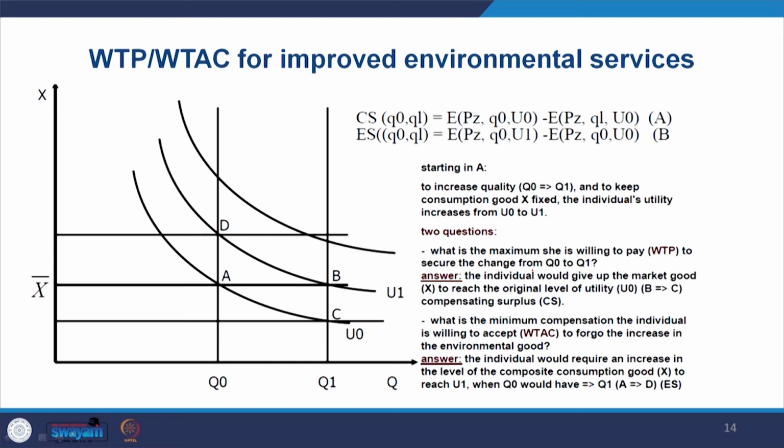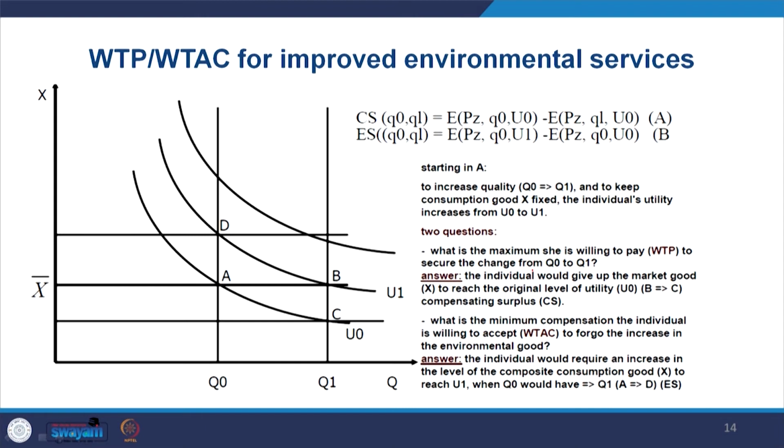So, okay, now you can see from this graph that on the vertical axis we are measuring the conventional product, say X, and on the horizontal axis we are measuring the environmental product, say Q.